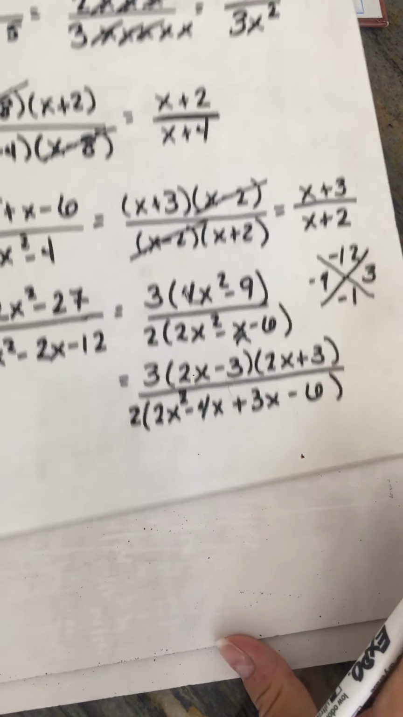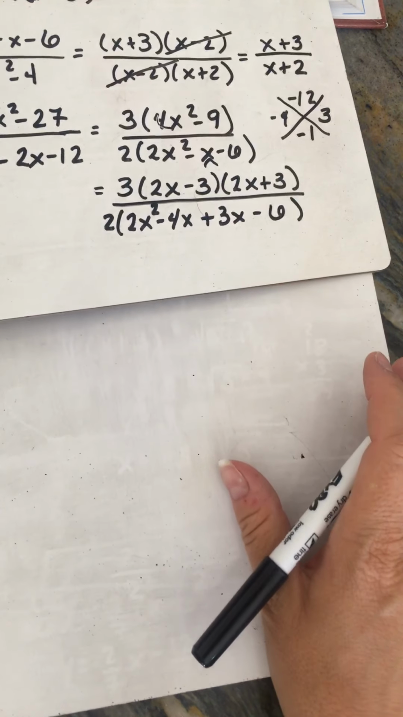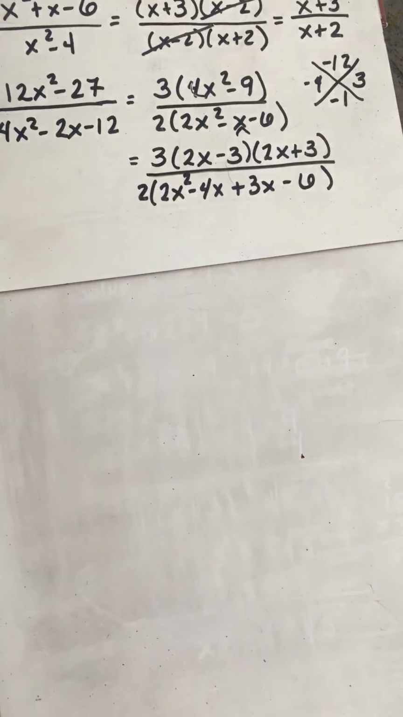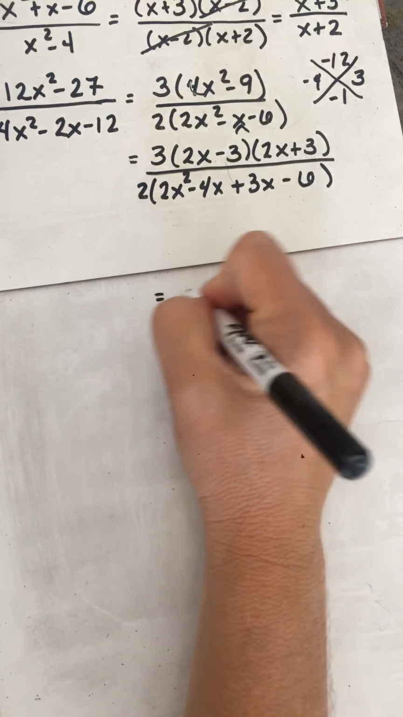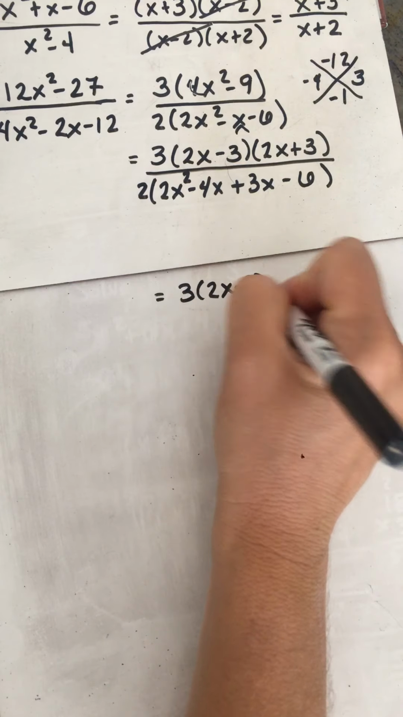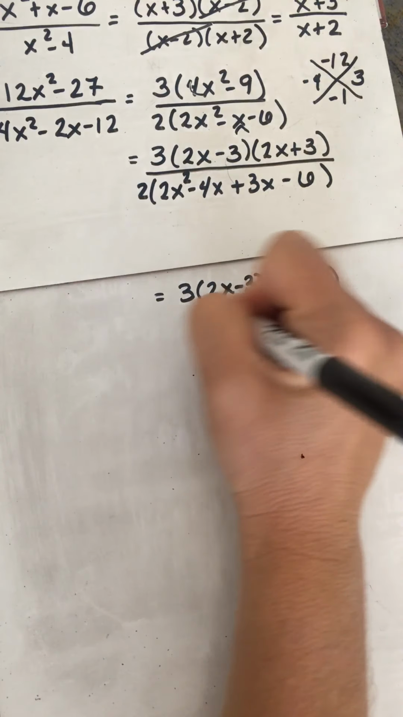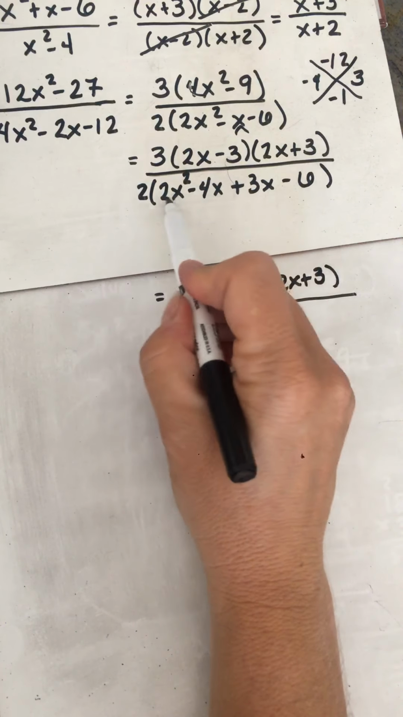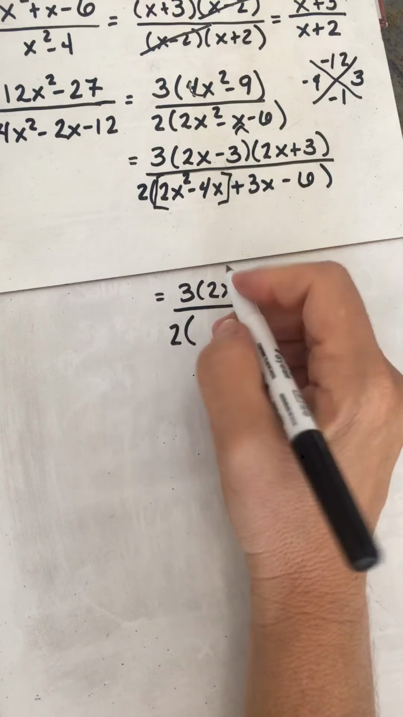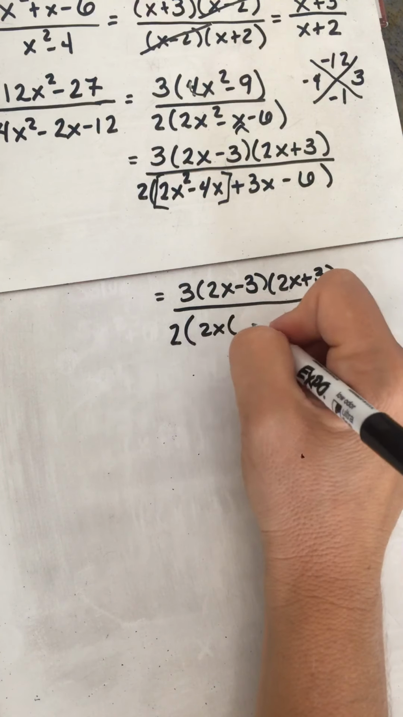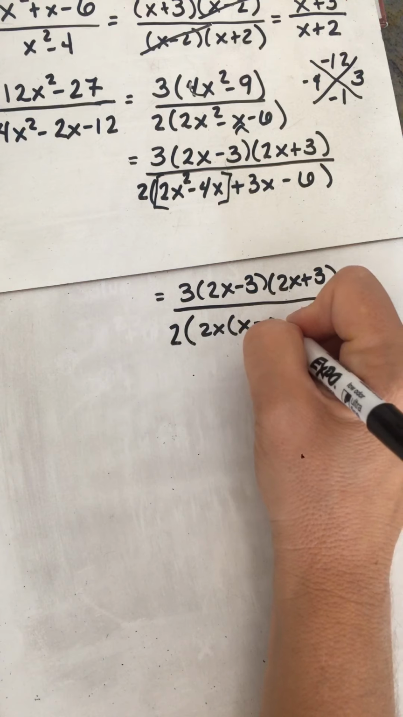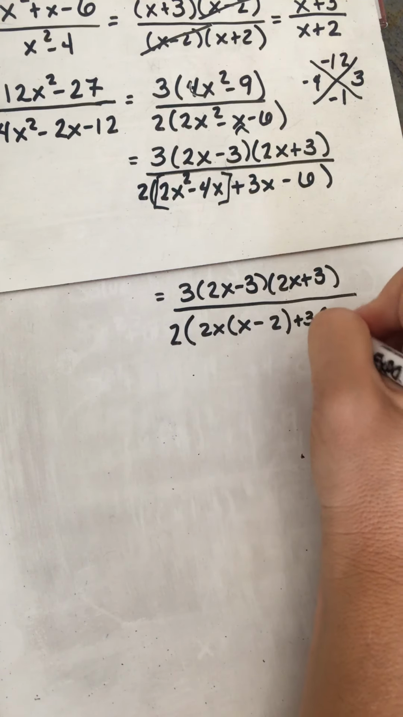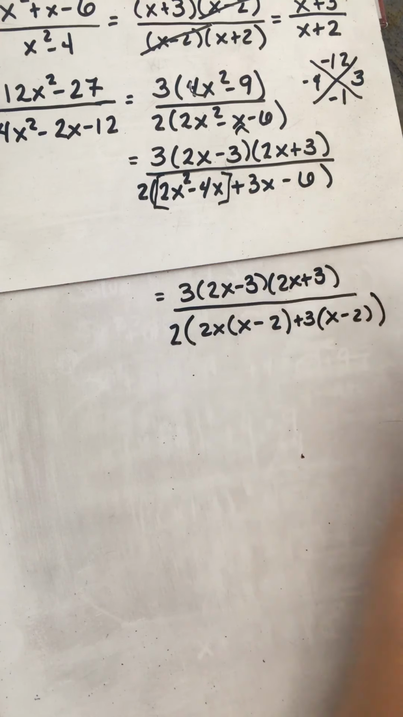So, I'm going to have to go into a new board here. Here we go. So my numerator stays the same. The denominator we're going to continue to factor. So 2 times the quantity, the GCF here for this first group is 2x times x minus 2. And the GCF for the second group is positive 3, so x minus 2.